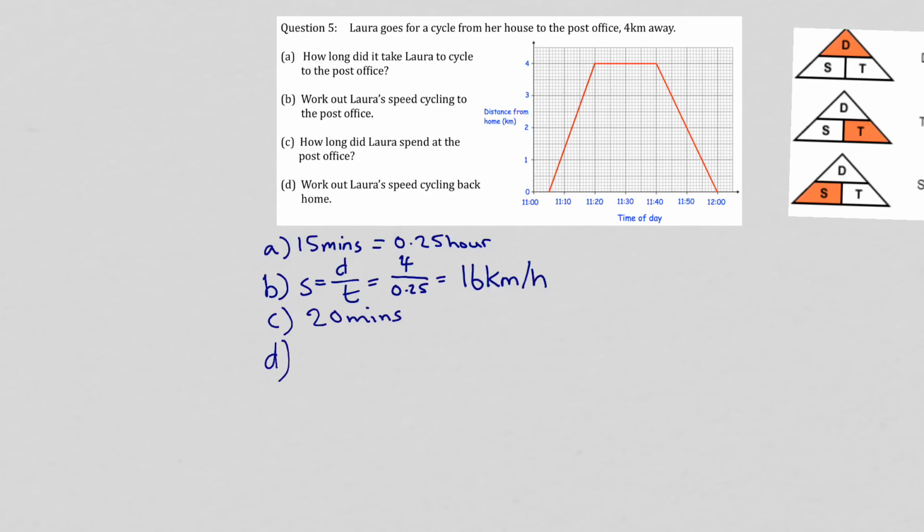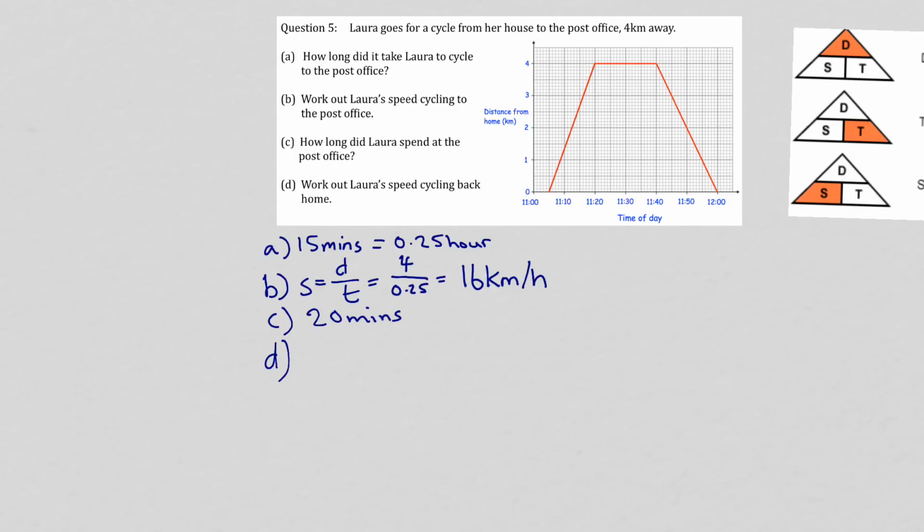And finally D, we're asked work out Laura's speed cycling back home. Okay, that is related to this part of the graph here. So she's left the post office and she's traveling back home. Okay, and we're going to need to use this time. However long it takes her is from whenever she leaves the post office till she gets back home. So it's from 11:40 to 12 o'clock. So that's 20 minutes. And the distance she's traveling, well, she started at the post office and she's going back home, so it's 4 kilometers she's traveled.